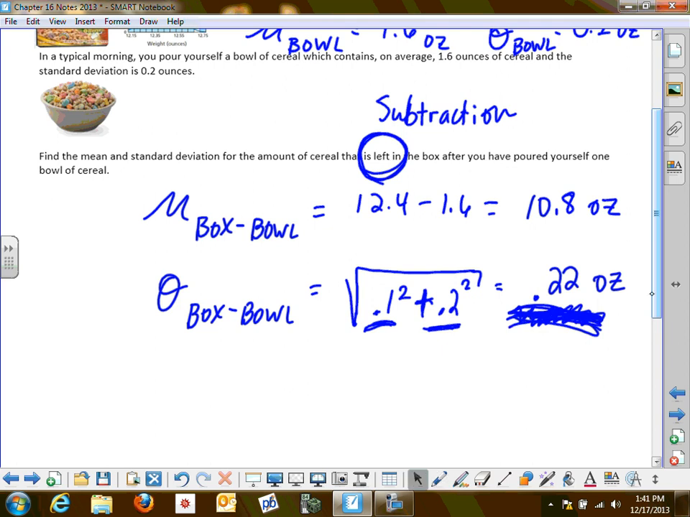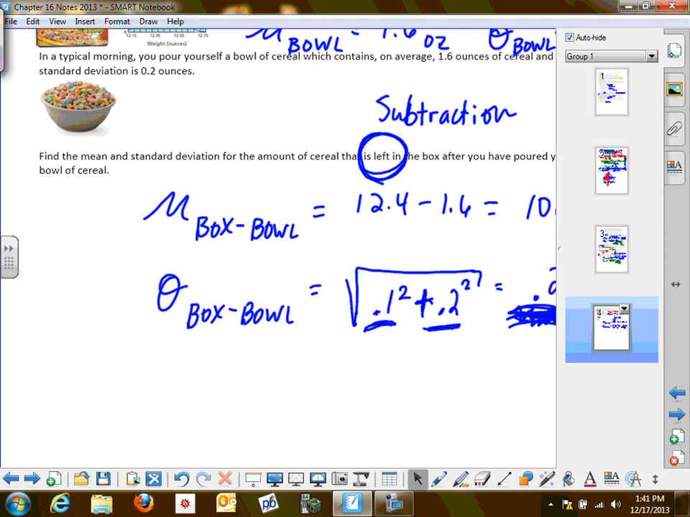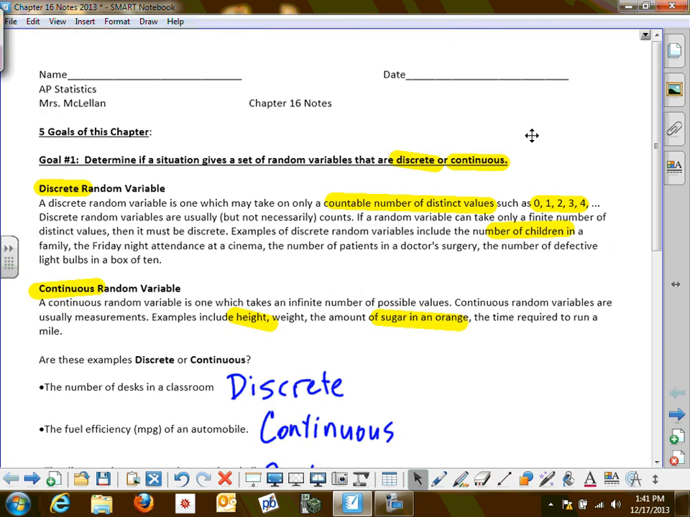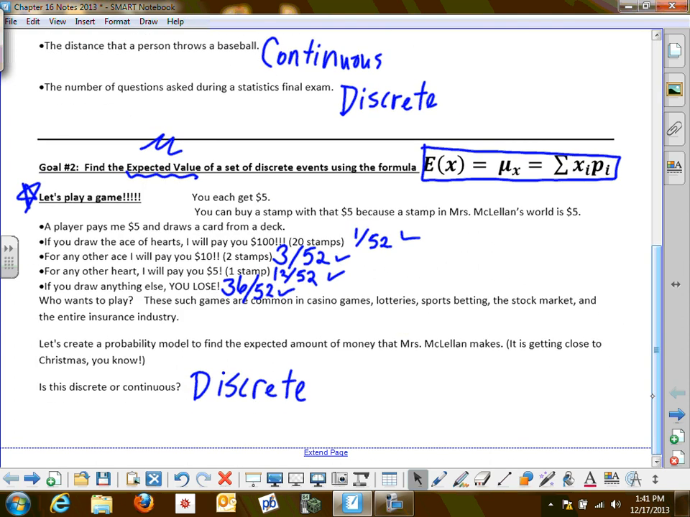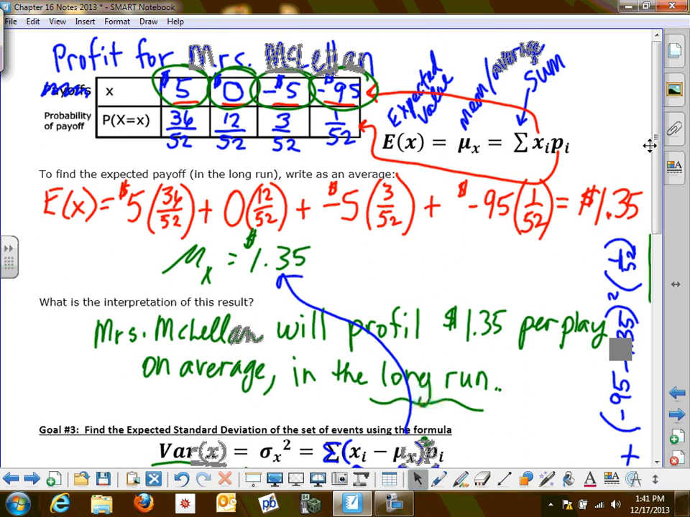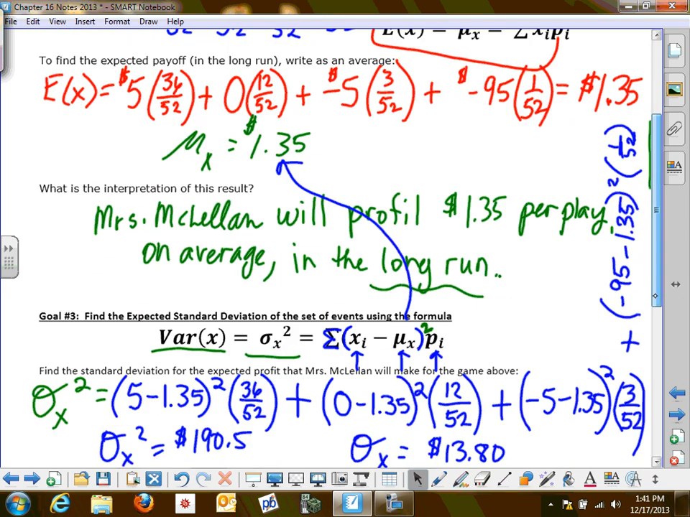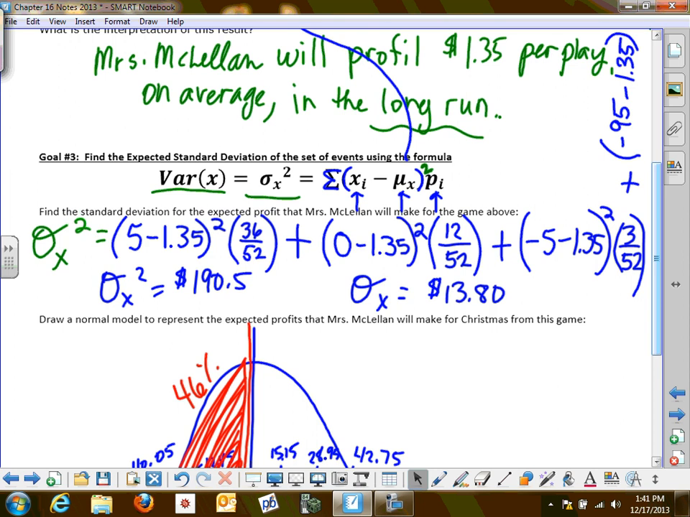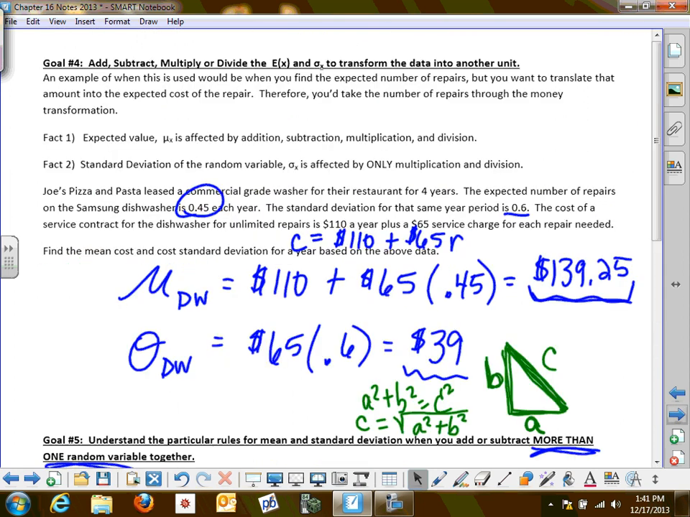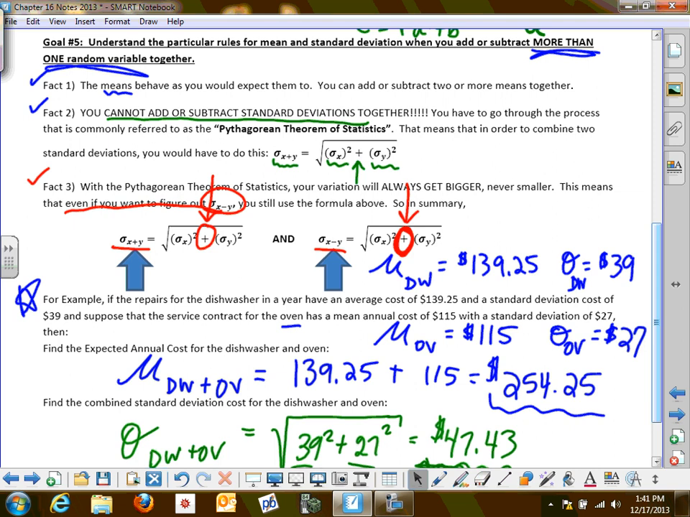All right, so in summary, let's kind of mentally go through our five goals. The vocabulary for discrete and continuous. The formula for the expected value. The formula for the standard deviation. Changing units. What goes through adding and subtracting, and the standard deviation only affected by multiplication. And then finally, the rules of combining two variables. They add and subtract like normal with the mean, but the standard deviation goes through the Pythagorean theorem of statistics.